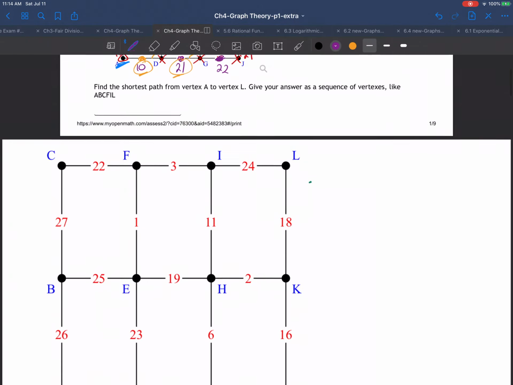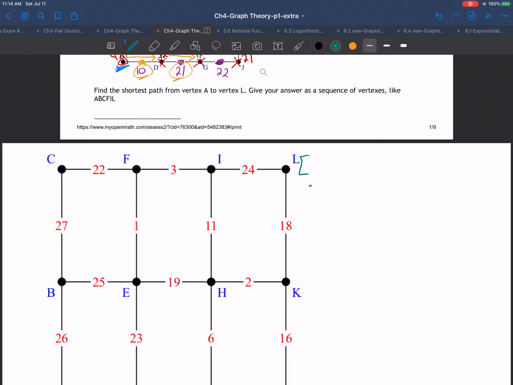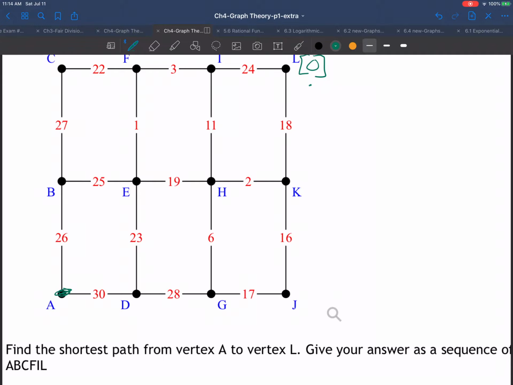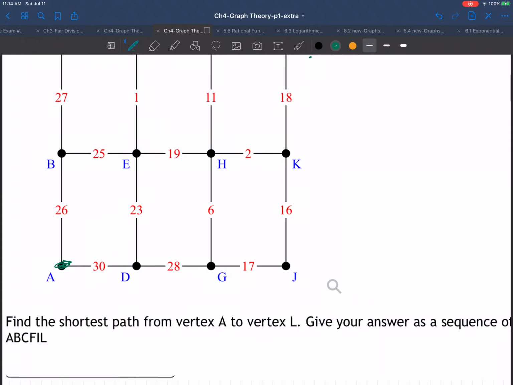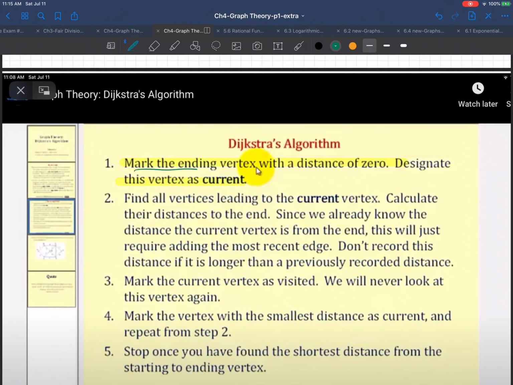So that means we come in here, and we're going to say, okay, ending vertex right here, 0. You mark that one as 0. Because we're going from A to L, right? That's the question. From A to L. So we're ending at L. Mark it as 0. That's what he said. Mark the ending vertex with 0. And that vertex is current.